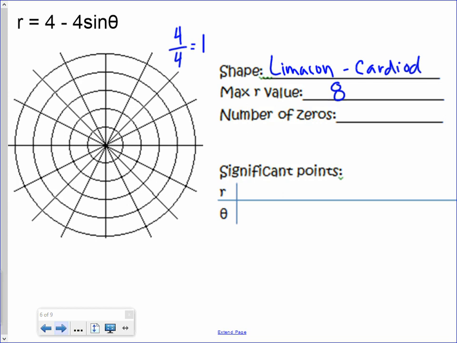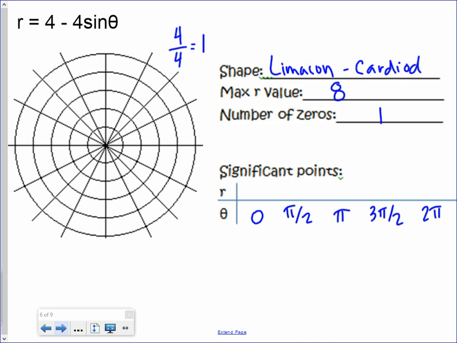The number of zeros, were you able to get that, John? 1. If it's a cardioid, it has 1. Okay, and we don't have to find the number of zeros. We might be able to find where the 0 is on this one, but you don't have to. For significant points, just like I did on the last one, I would use the same 5 values: 0 to 2 pi, going by pi over 2. Those are the easiest to calculate for sine or cosine. Now we're doing 4 minus 4 sine theta.